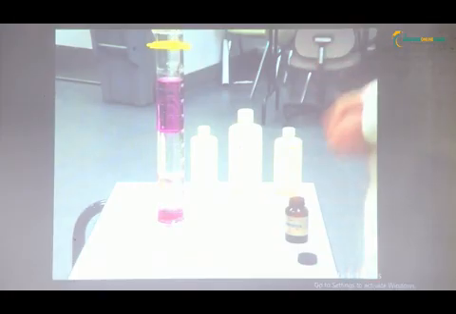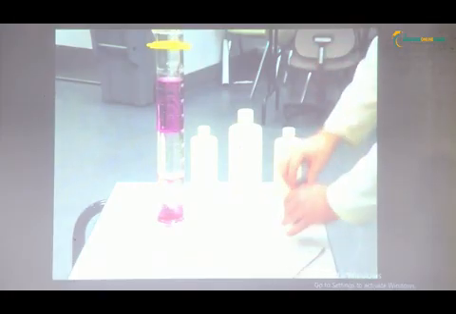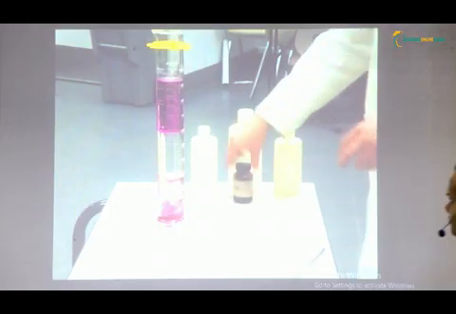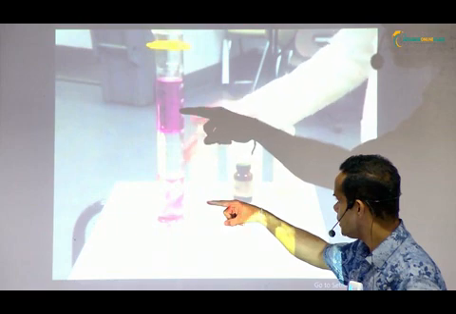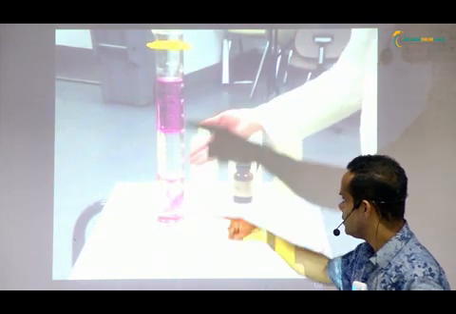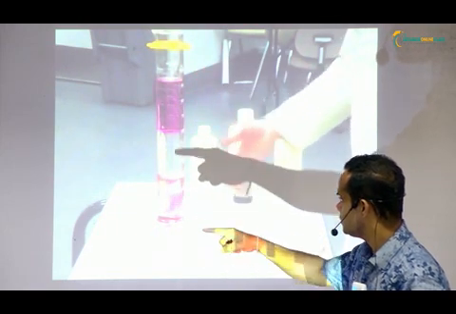Solubility is low and now it is getting dissolved. Okay, right. So non-polar iodine and non-polar solvent. Non-polar iodine and non-polar solvent. This is polar water.